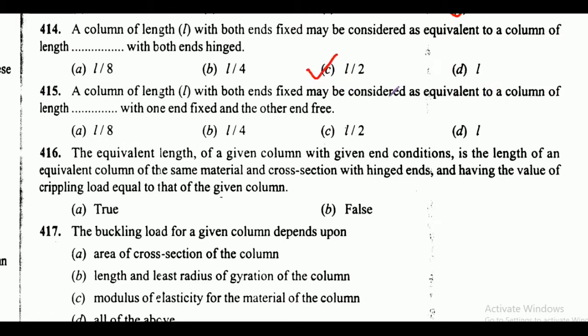Okay, next is a column of length L with both ends fixed may be considered as equivalent to a column of length dash with one end fixed and other end free.